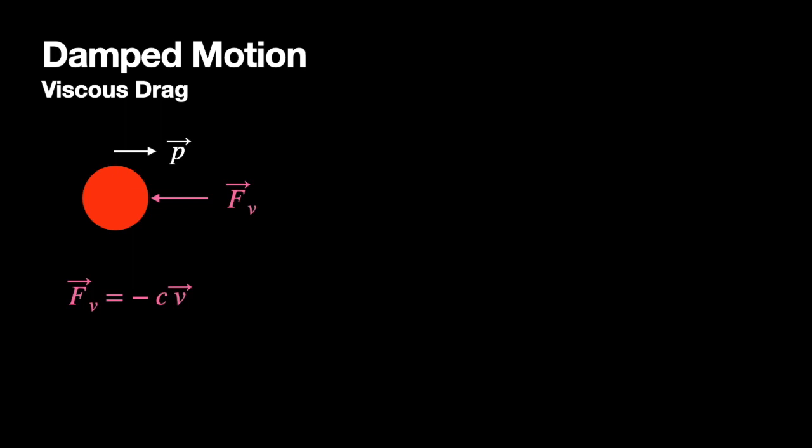And there's some constant in there that depends on the type of oil that it's in and the size of the ball and stuff like that. So I can calculate the viscous force as just the product of that constant times the velocity, negative, and that'll put it in the opposite direction. So I don't want to use velocity, I want to use momentum because I was using momentum. So I'm going to say negative C momentum divided by mass.